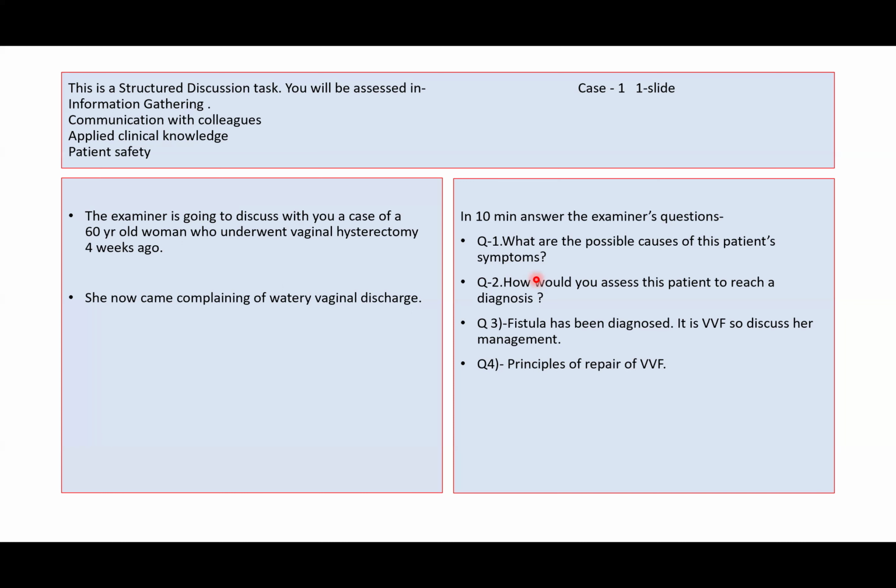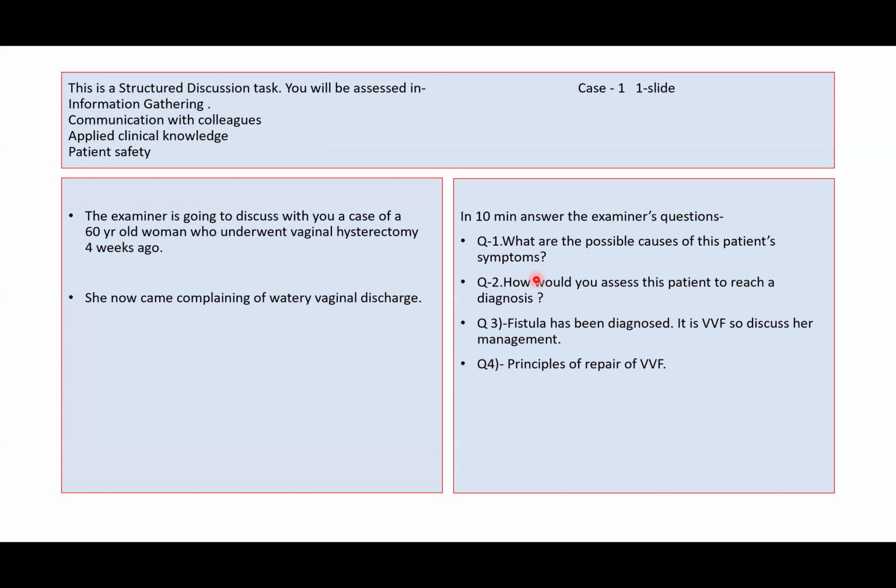After that, I would like to examine the patient with her permission in the presence of a chaperone about her general condition, like her vitals: pulse, blood pressure, temperature, and oxygen saturation. And also I will examine her per abdominally to see any palpable mass or maybe a palpable bladder to rule out overflow incontinence.